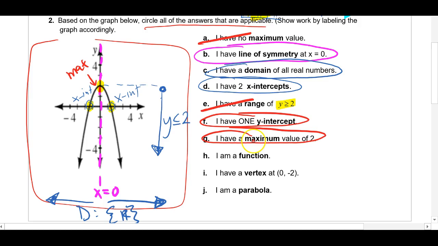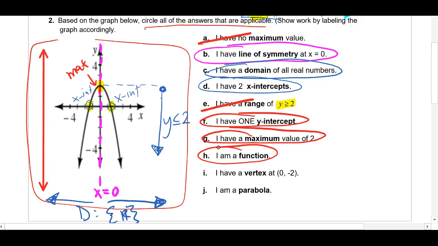I am a function. Remember, as we move a line across the graph, if that line touches it in more than one place as I move across, then it's not a function. But as I move across, it doesn't touch it in more than one place. So we're good. It is a function.